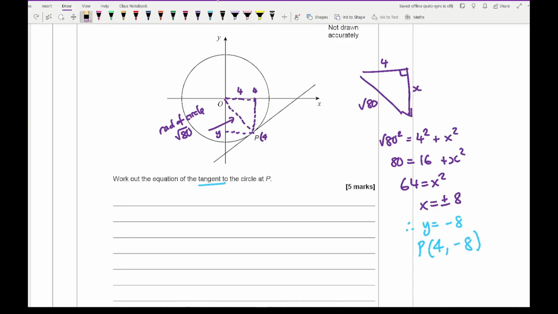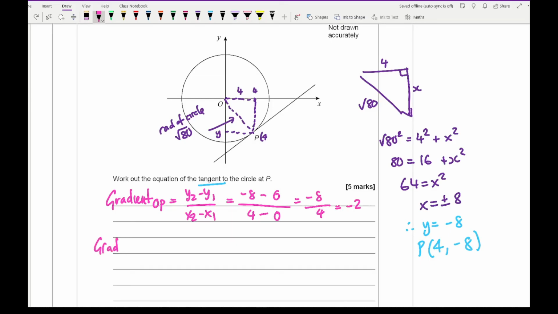Now, the gradient of O to P, I'm going to use the formula y2 minus y1 over x2 minus x1. If I use P as y2, I get minus 8 and 4, and I've got 0 and 0. So here I've got minus 8 over 4, which equals minus 2. Therefore the gradient of the tangent is perpendicular, so it's minus 1 over minus 2, which equals a half, and this is my value of m, the gradient of the tangent.